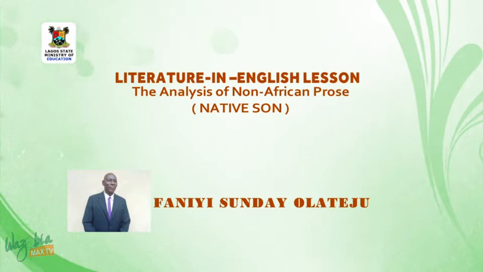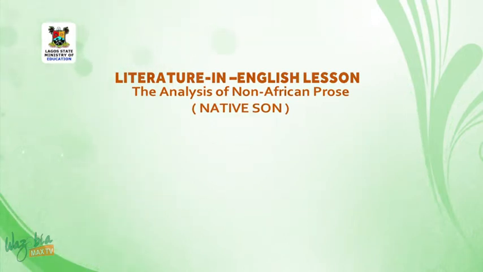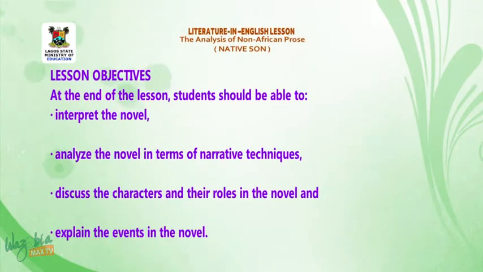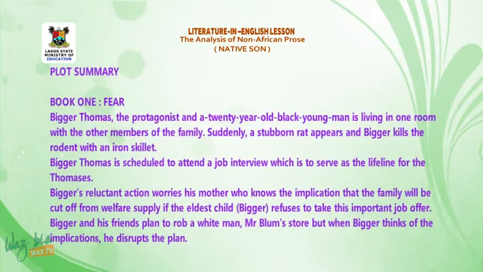Our topic for today's literature lesson is the analysis of non-African prose, titled Native Son by Richard Wright. Lesson objectives. At the end of the lesson, students should be able to interpret the novel, analyze the novel in terms of narrative techniques, discuss the characters and their roles in the novel, and explain events in the novel.